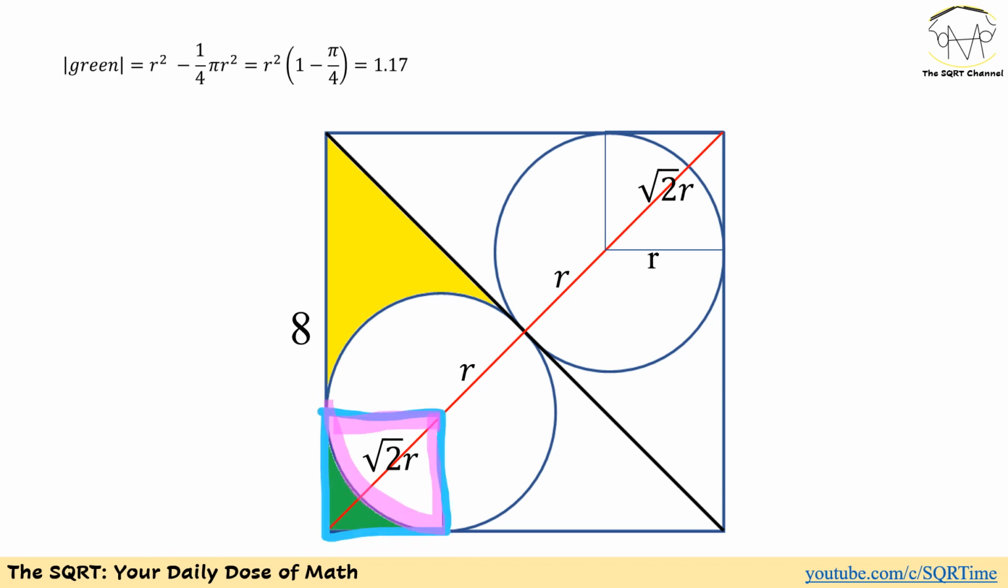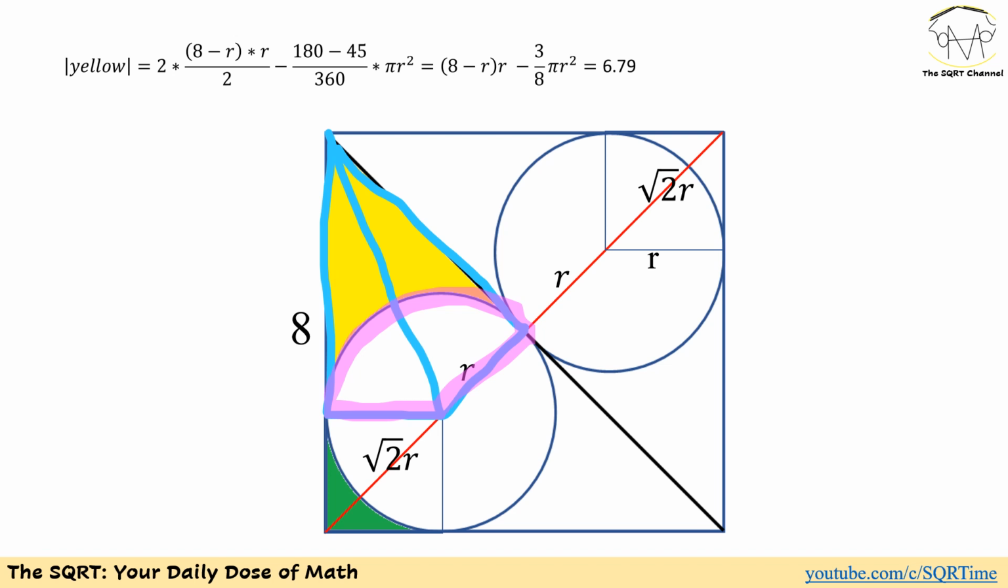Now that we have r, we can find the area that we have for this green region. It's going to be the area of the small square, or r squared, minus the area that we have for the sector that you see here in pink. The area of the sector is going to be 1 over 4 pi r squared. Now if you put everything here, you're going to find the area of the green is 1.17.